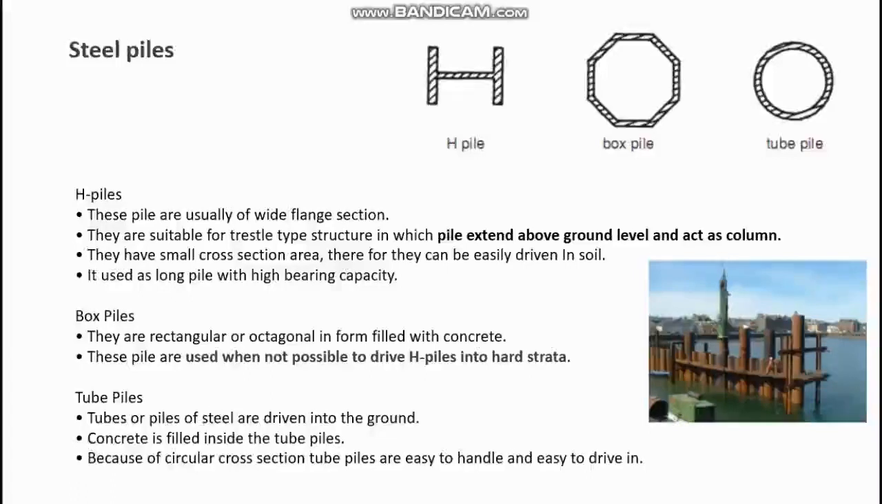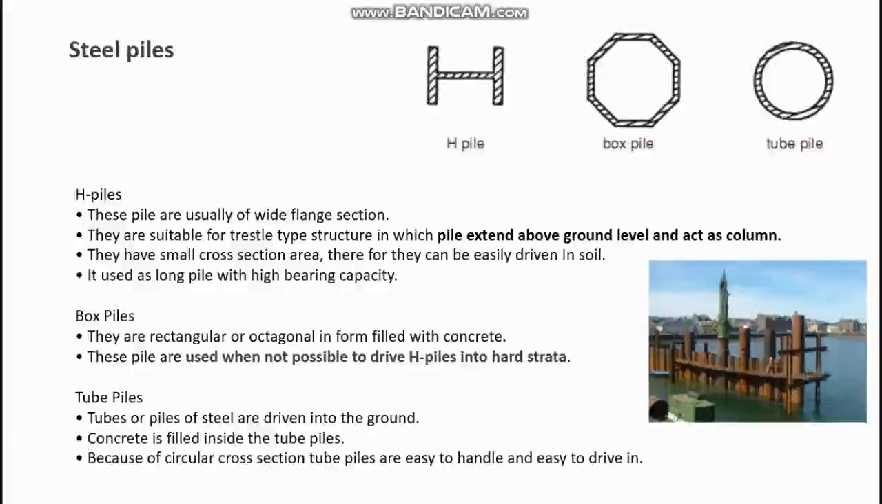Further, the next type is the steel piles. Steel piles are available in various shapes or cross sections: the H piles, box piles, and tube piles. The H piles usually have a wide flange section. The flange is pretty wide, and they are suitable for terrestrial types of structure in which the pile is extended above the ground and used as a column of the structure. They have a small cross-sectional area, therefore they can be easily driven into the soil. It is used as a long pile with high bearing capacity.